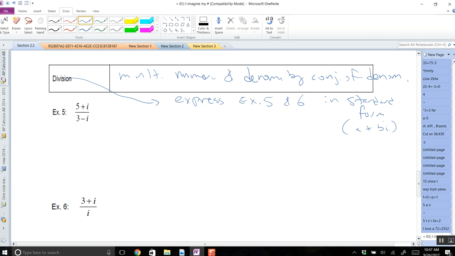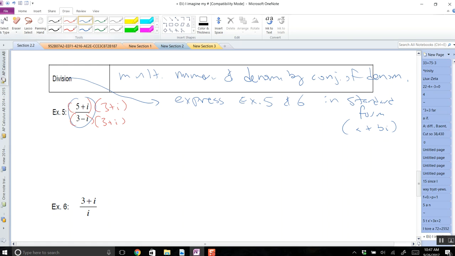I don't have that for examples 5 and 6. Example 5, I have 5 plus i, great, but divided by 3 minus i. Altogether, that's not standard form. It's actually a real number plus imaginary number divided by another real number minus an imaginary number. And example 6 is a real number plus imaginary number divided by an imaginary number. I don't want that either. So what do we do? As I mentioned, we multiply both top and bottom by the conjugate of the bottom, or the denominator.